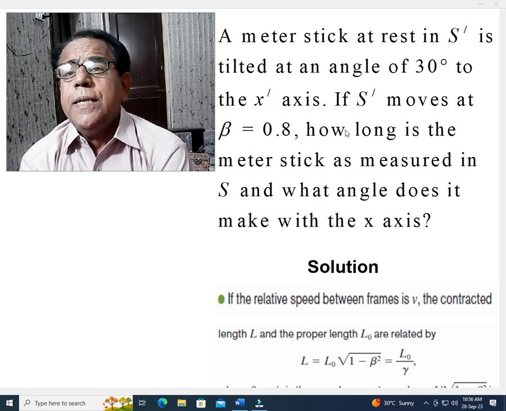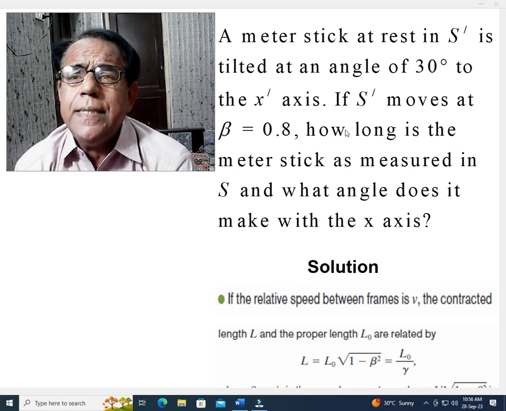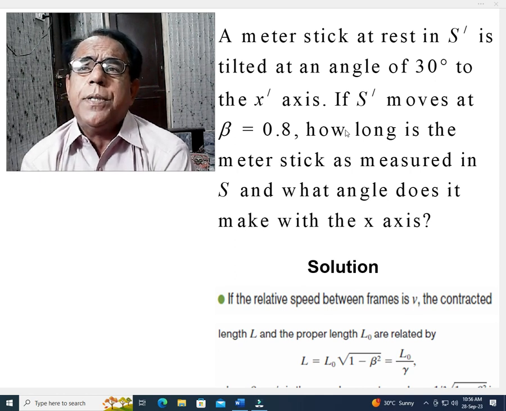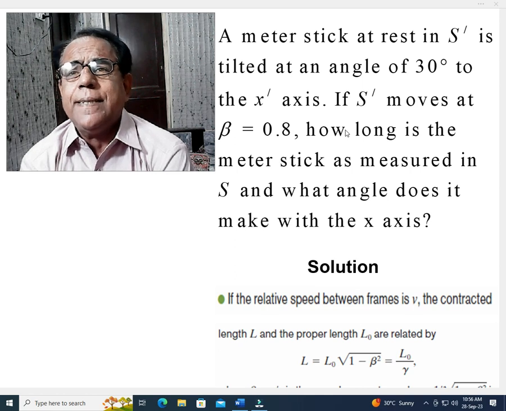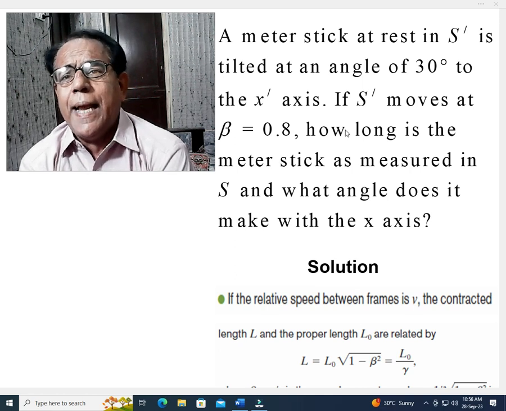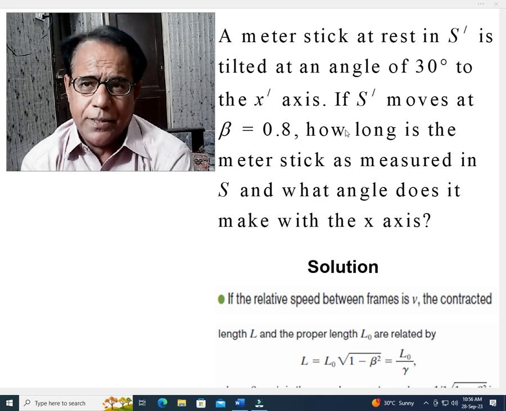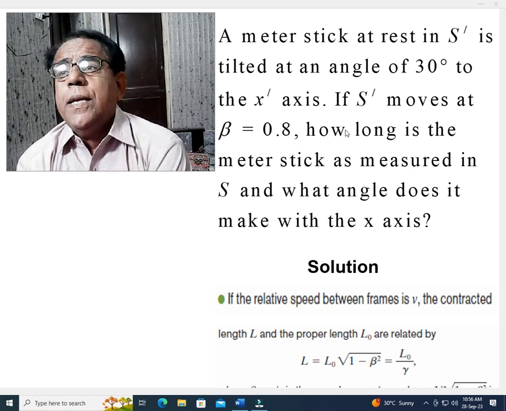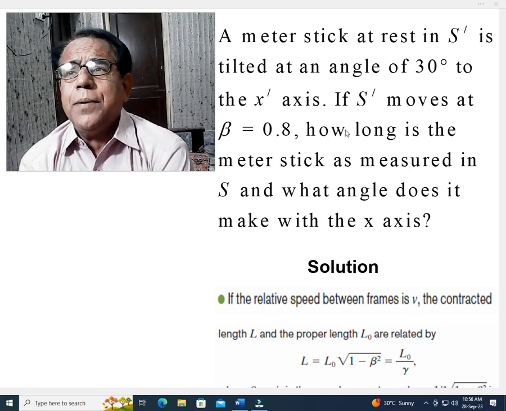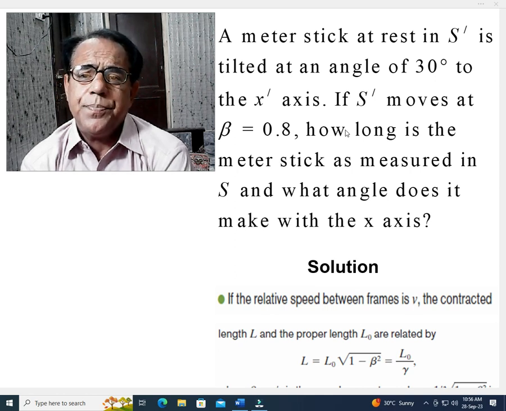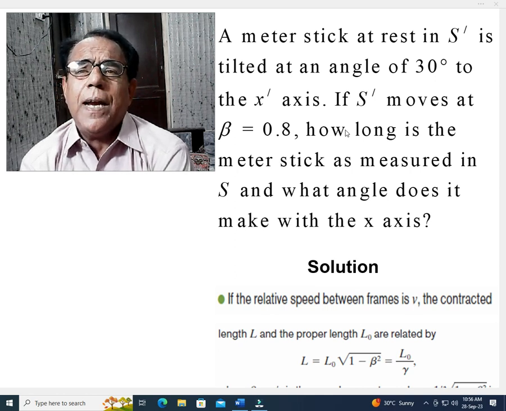Dear students, here one thing needs to be noted, that here only the X axis or X dash axis is under consideration. It means while determining the coordinates, y dash will be equal to y. We will find only the X component.